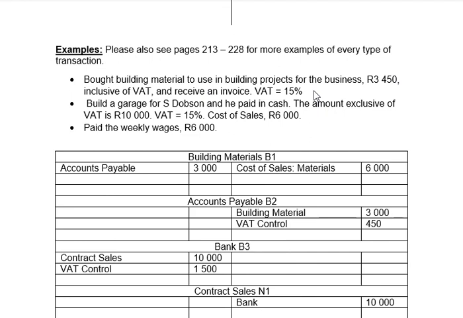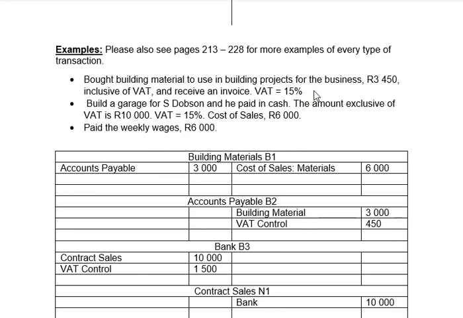I bought material, and because I received an invoice, I know it's a credit transaction. So I have building material and I have accounts payable. The amount is given to me inclusive of VAT, so I know what calculation I have to use to get to the VAT, and they also tell me that VAT is 15%.